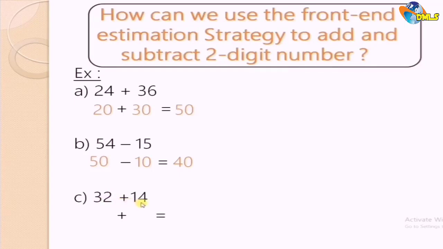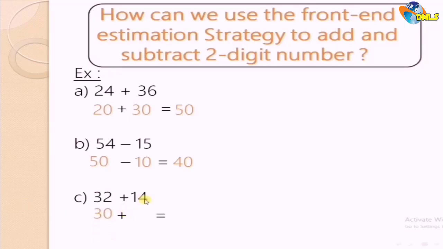Letter C. 32 plus 14. Of course we will estimate each number by itself. Start with 32. 32 is a two-digit number, so we will look at tens. The tens here is 3. What is the value of 3? The value of 3 is 30. So the estimation of 32 is 30.